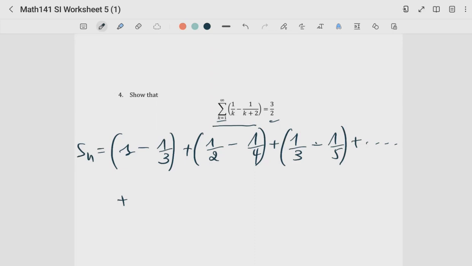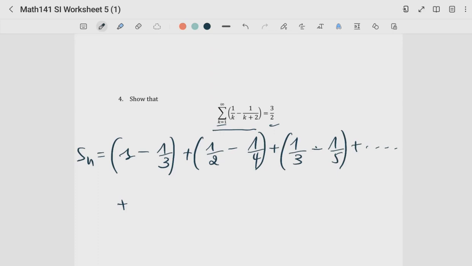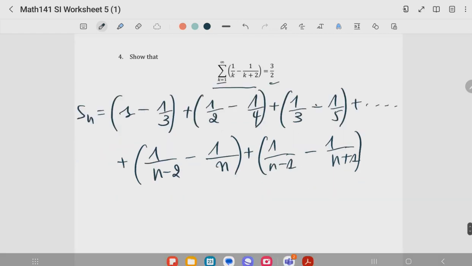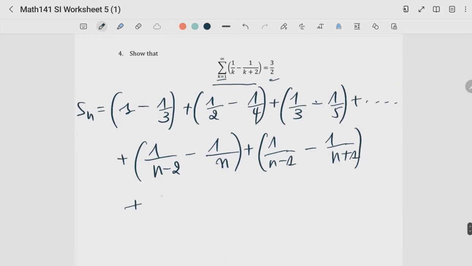And if you look at the term before that nth term, which will be the n minus 1 term, if you think about it, so you look at the n minus 2 term, then n minus 1, and the last term, which is n, you will find that it's equal to 1 over n minus 2, which is the n minus 2th term, minus 1 over n minus 2 plus 2, which is 1 over n, plus the second to last term, which is n minus 1, minus 1 over n plus 1, plus 1 over n, which is the last term, minus 1 over n plus 2.